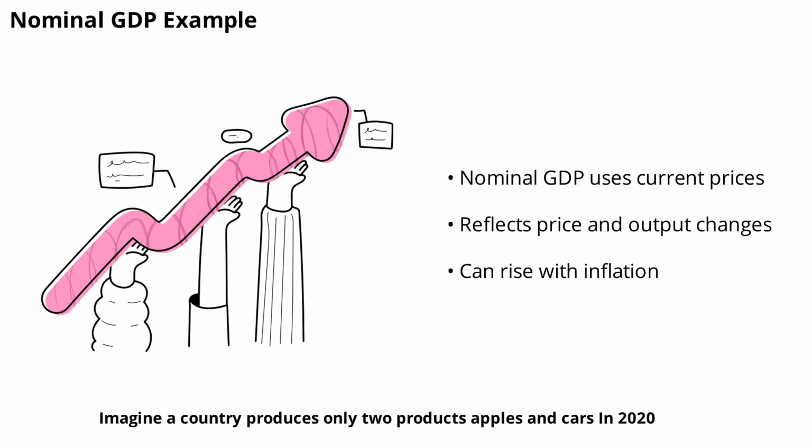Imagine a country produces only two products, apples and cars. In 2020, apples cost $1 each and cars cost $20,000 each. If the country produces 1,000 apples and 10 cars, the nominal GDP is calculated by multiplying the quantity by the current prices and adding them together. If in 2021, prices rise to $1.10 for apples and $21,000 for cars, but production stays the same, the nominal GDP will still increase, even though the actual output hasn't changed. This is because nominal GDP reflects both price and quantity changes.